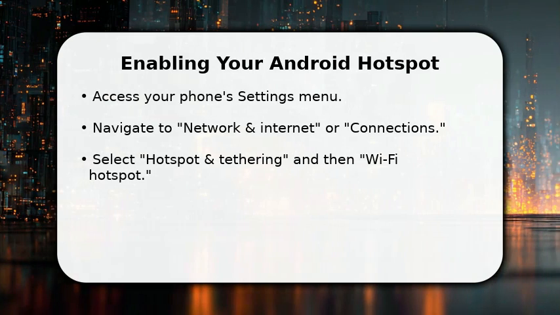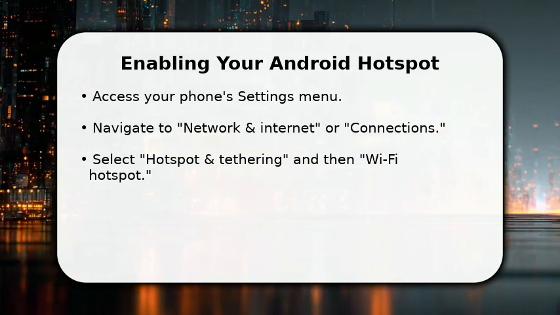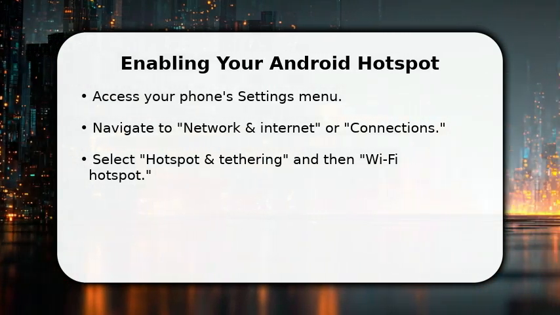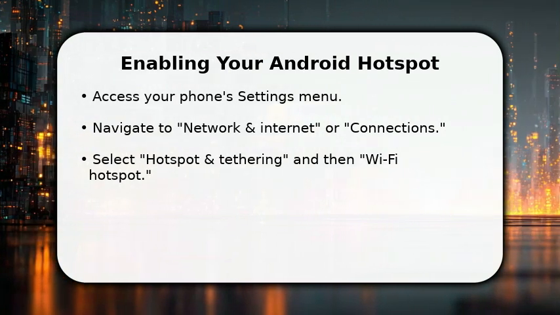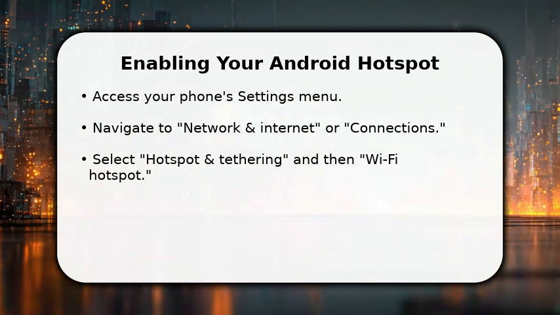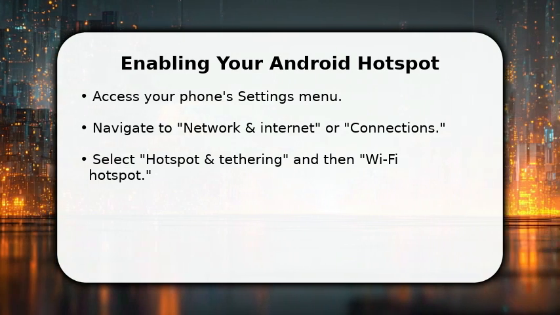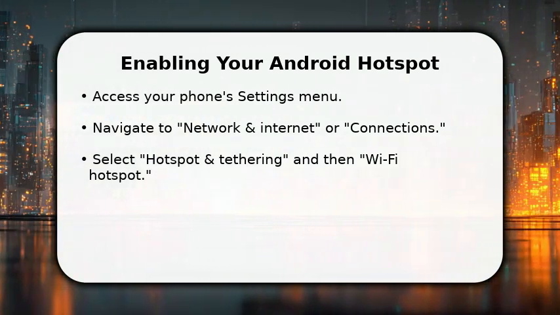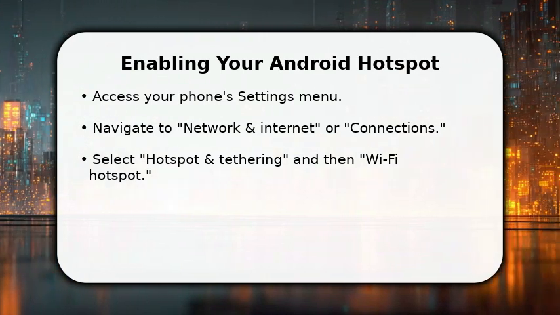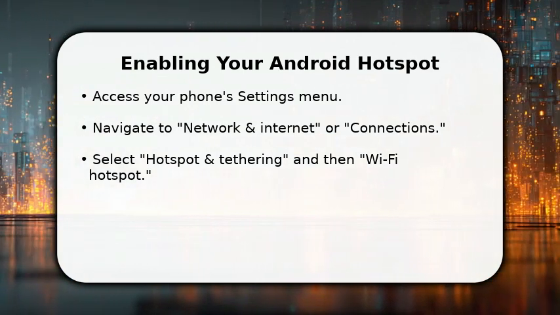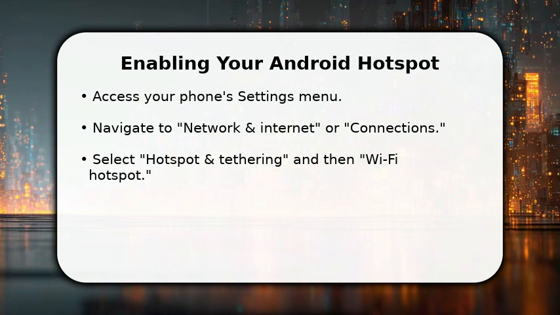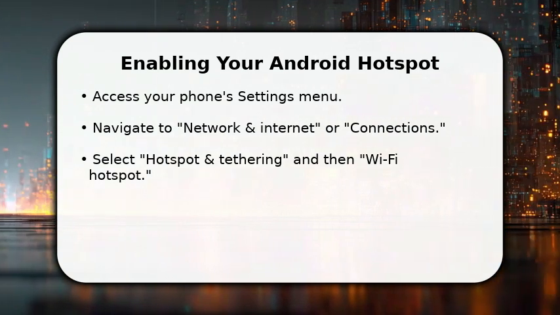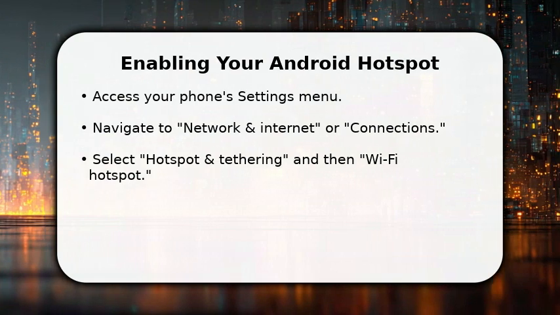In this video, I will explain how to use a Wi-Fi hotspot on Android. To begin, open your phone's settings menu. From there, navigate to Network and Internet or Connections, depending on your device. Next, select Hotspot and Tethering, and then tap on Wi-Fi hotspot. Finally, toggle the Wi-Fi hotspot switch to the on position to activate it. This will make your phone's internet connection available to other devices.